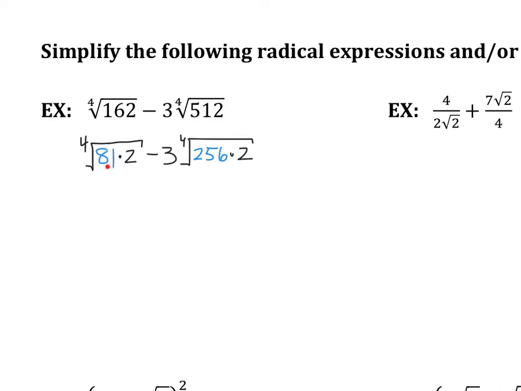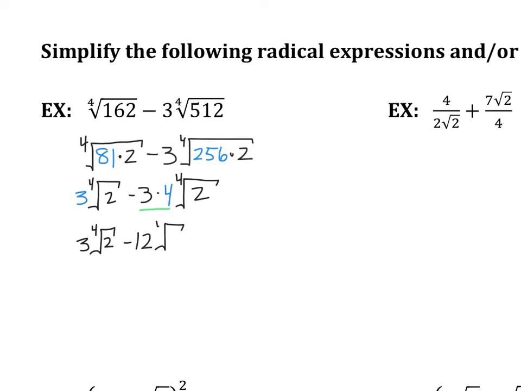Okay, so what is the fourth root of 81? Well, the fourth root of 81 is 3, and we are left with the fourth root of 2 minus 3 times the fourth root of 256, we said was 4, and we still have the fourth root of 2. Now, before we can go further, we have to combine or multiply those coefficients. So what we really have is 3 times the fourth root of 2 minus, multiplying those, we have 12 times the fourth root of 2.